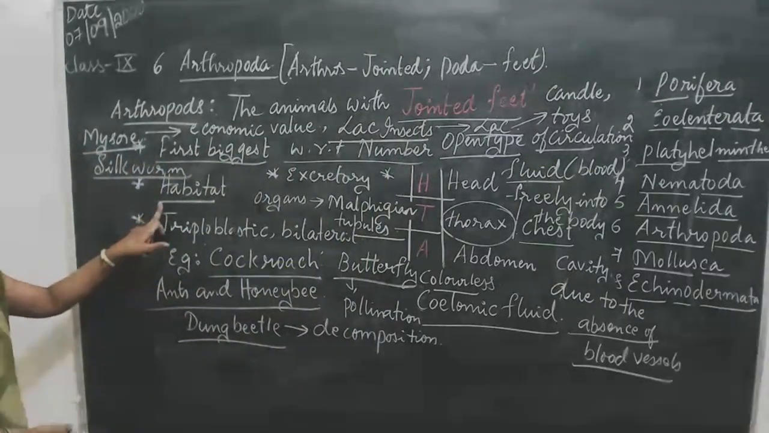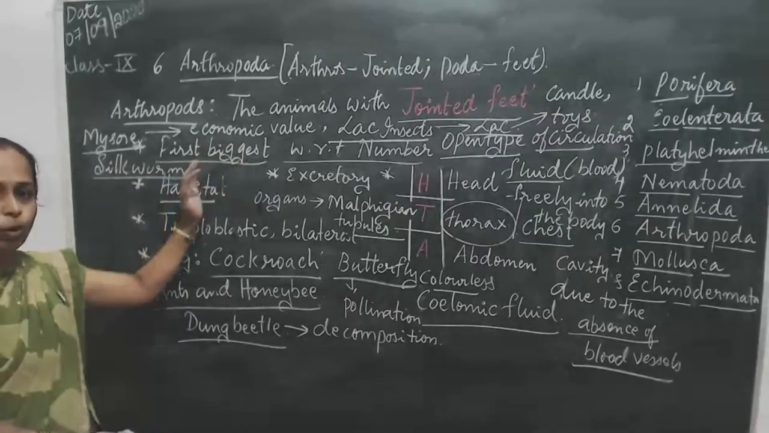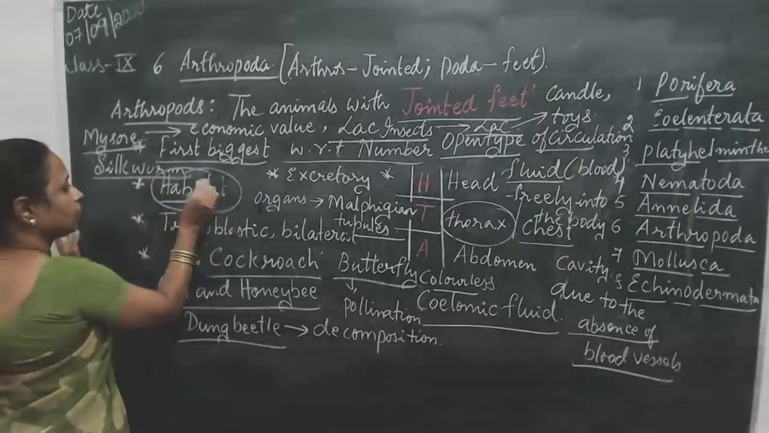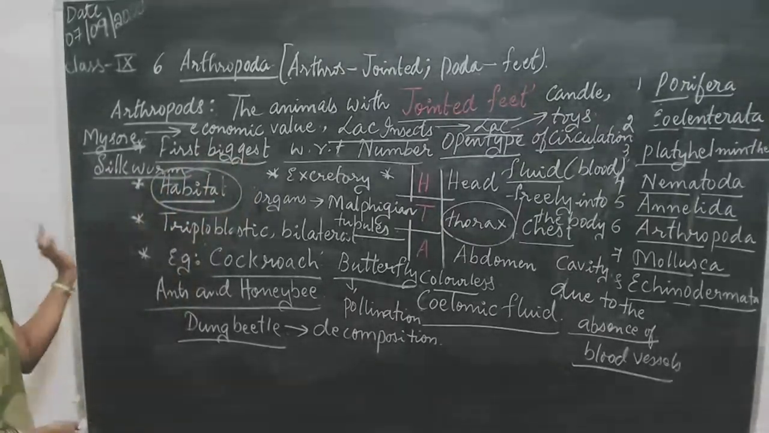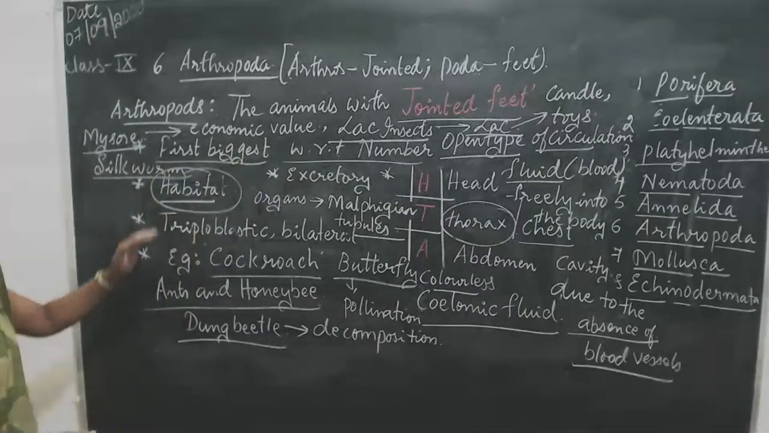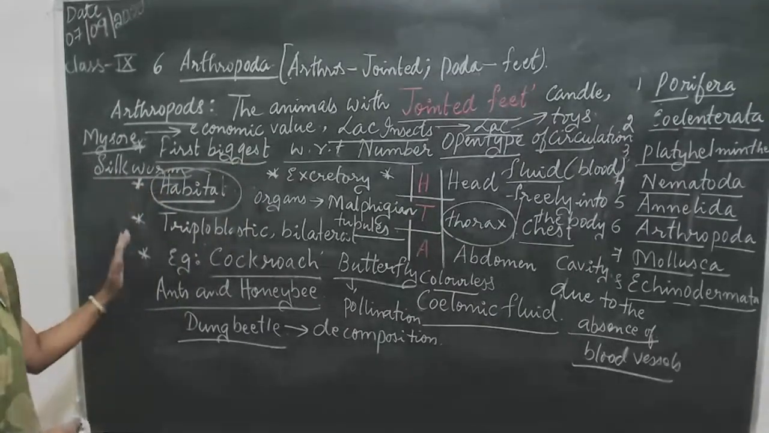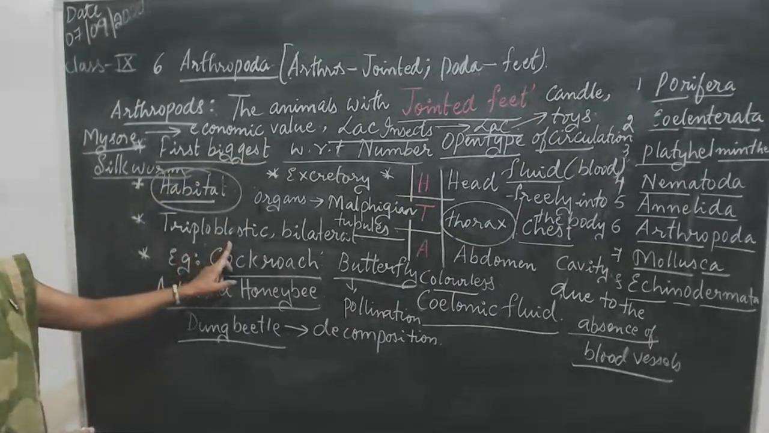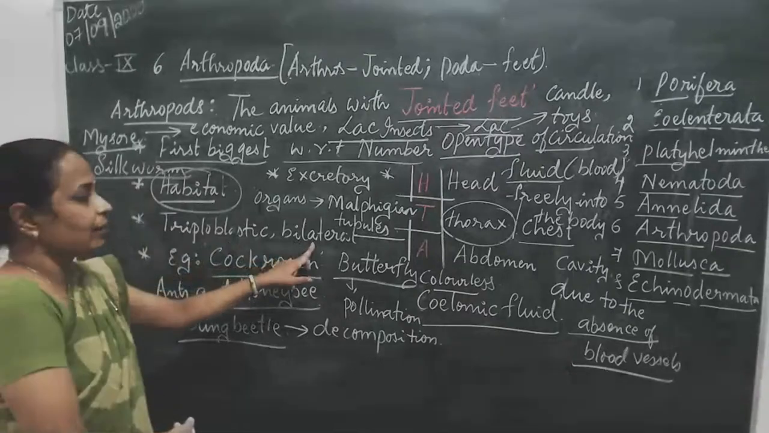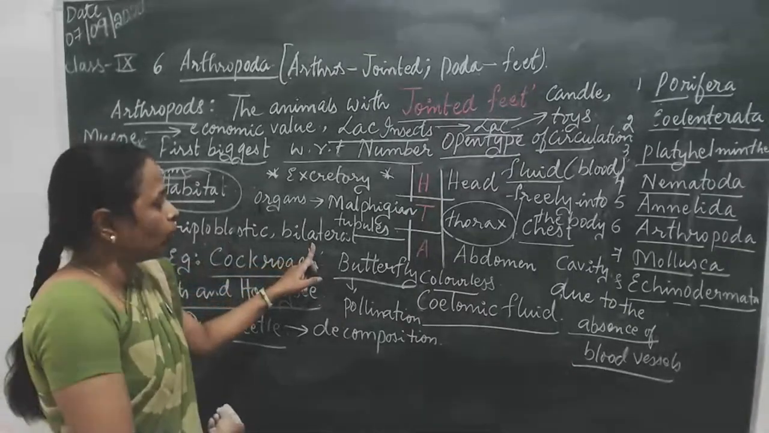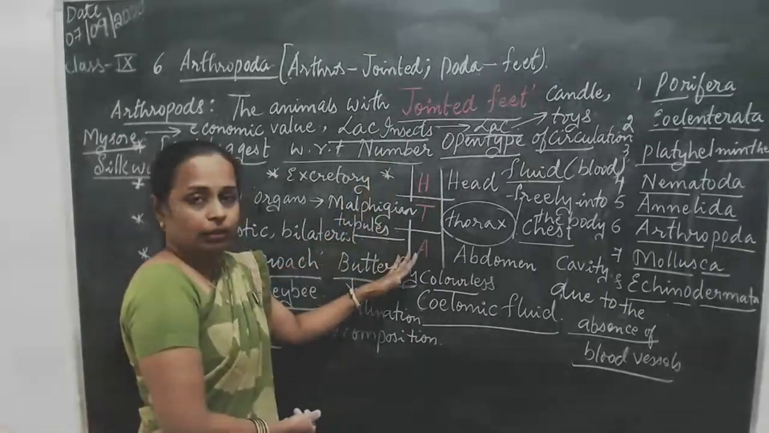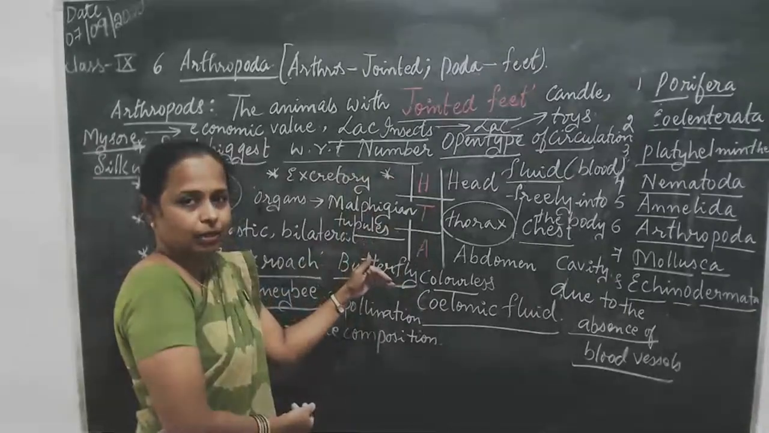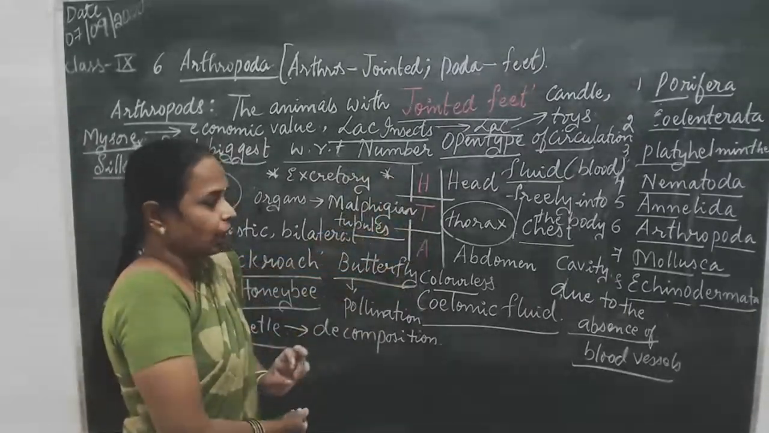Then what is happening? The number is considered more because of one reason. They are capable of adjusting to all types of climatic conditions. That is, they have got a wider habitat. They are triploblastic, three layers. They are bilaterally symmetrical. I can divide them into two equal parts. The body can be divided into three segments. You can tell head, thorax, and abdomen.